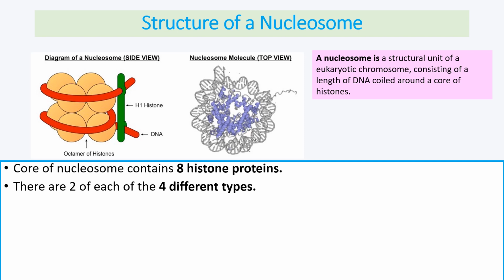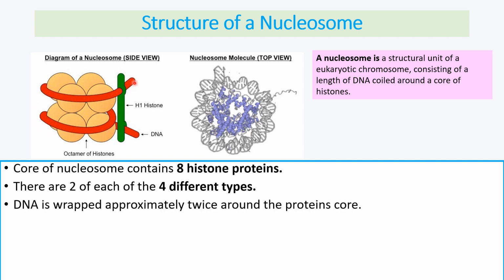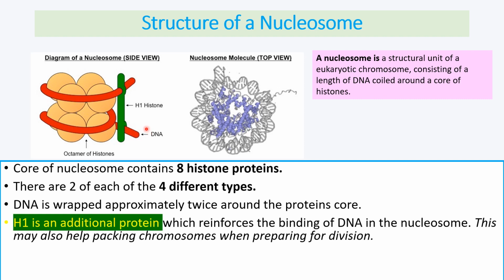And as you can see in this diagram, the red bit is DNA. So the DNA is wrapped around the histone proteins, and it's wrapped around twice. Imagine this as a spiral, going round, behind, round again, and then back this way. There is an H1 histone protein, which is an additional protein, which, if you think of it like a cord, is holding it on tightly, and it reinforces the binding between the DNA and the nucleosome.